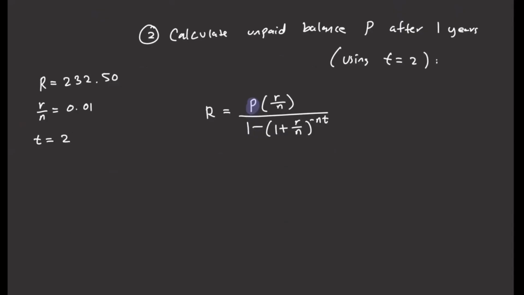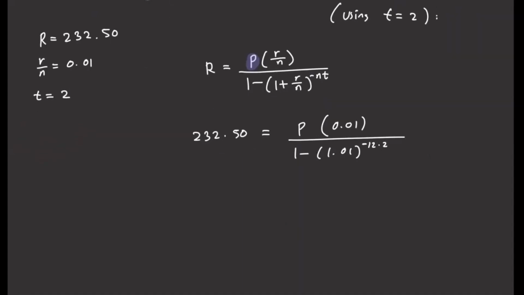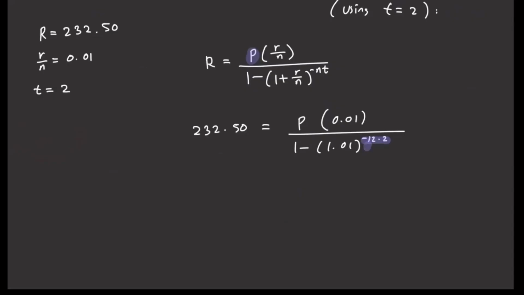So R, we know this is going to be 232.50. P we're looking for, R over N, that's 0.01. Divide that by 1 minus 1.01 to the power of negative 12 times 2. So again, be mindful, we're changing the T to a 2. So this tells us what the balance is after you've been paying for 1 year. So let's calculate this. So we know negative 12 times 2, that's going to be negative 24. So now let's do the calculation.